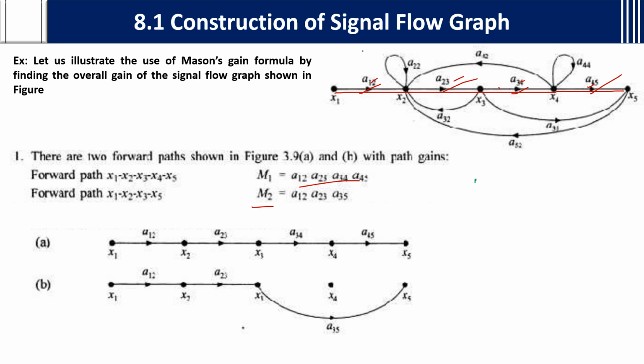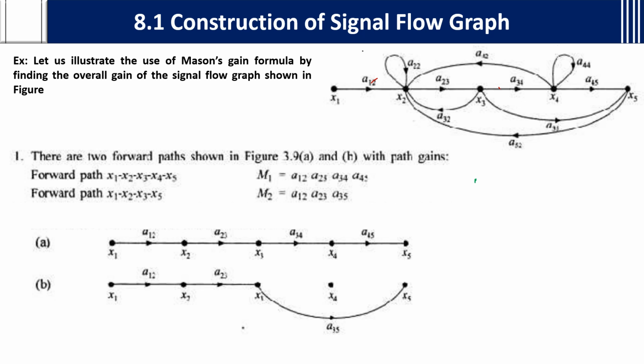The second forward path is from X1 to X2 to X3, and again from X3 to X5. You have another forward path. If you see, this is in the forward direction, and this is also in the forward direction. What are the gains? A12, A23 and A35. So like this, that is M2. Like this you are going to write the forward paths M1 and M2.